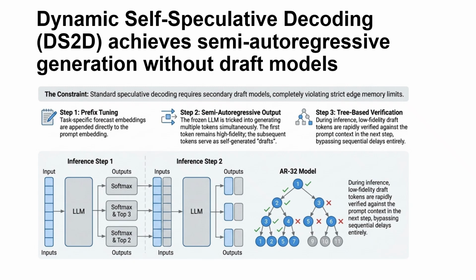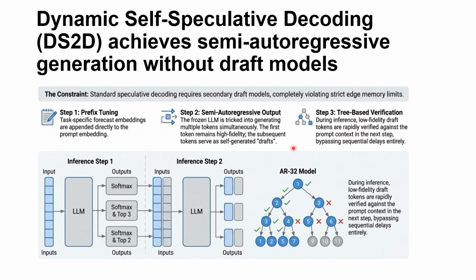To further accelerate the token generation, we introduced a novel decoding strategy called DS2D, Dynamic Self-Speculative Decoding. Unlike the standard speculative decoding methods, DS2D does not require any secondary draft model, saving the space of a draft model on mobile phones. We use a prefix tuning strategy to train the LLM to predict multiple future draft tokens for each and every inference, effectively making an autoregressive model into a semi-autoregressive one.